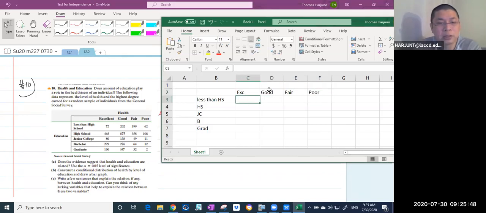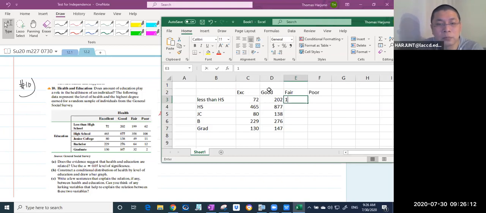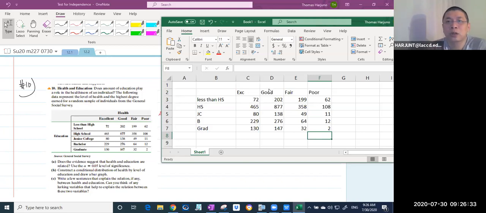I will key in all the numbers: 72, 465, 80, 8.9, 130, 877, 138, 276, 107. Okay, let's focus on this cell.